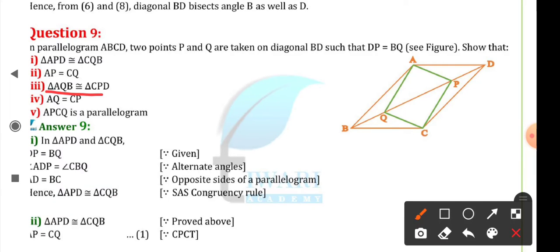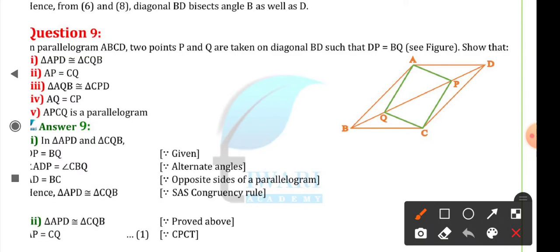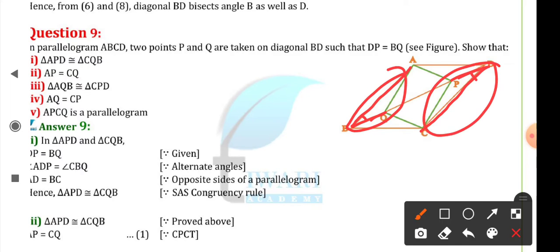AQB, this triangle and this triangle. If you see these two triangles carefully, the same process you have to apply in this question also. Angle this equals angle this, alternate interior angle. BQ equals DP, it is given in the question. And AB is equal to this, these are the opposite sides of the parallelogram. So you can say that from SAS congruency, both the triangles are congruent.